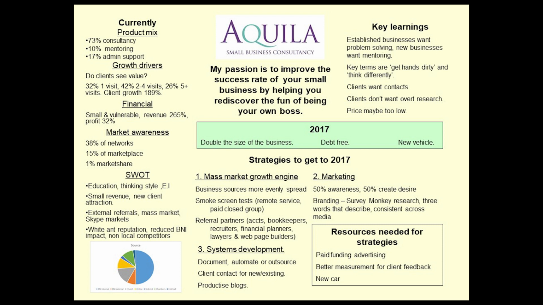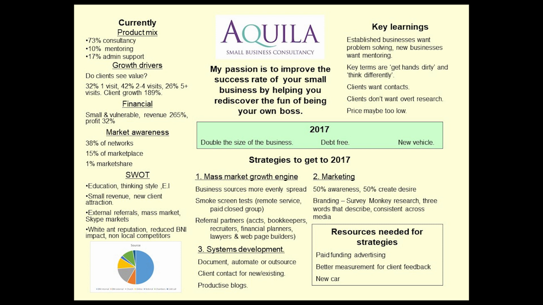On this document from Aquila, on the left-hand side is the current state of play. Where they are. They talk in terms of product mix, growth drivers, financial. This is a business one. It's not a commercial property one, but you get the concept. They've got a SWOT analysis down the bottom. You can see there's 3 or 4 points on each area. Nice, simple sort of terms. They've got a graph there in regards to where they're getting their work from.